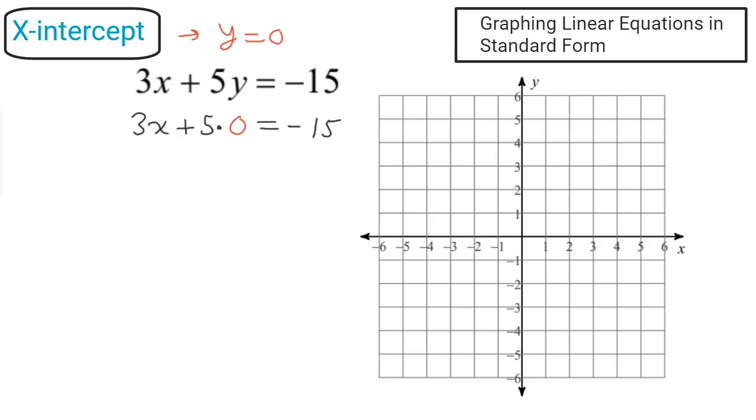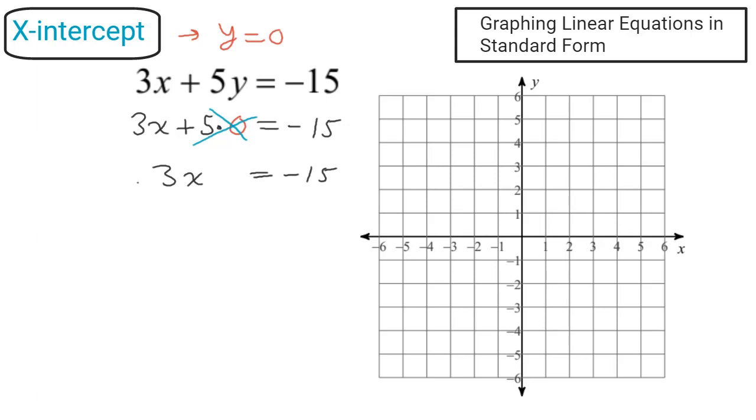Now remember that any number times 0 equals 0. So we can simply say that this will go away, and we can rewrite this equation as 3x equals negative 15. Now this is a one-step equation, and you could possibly guess that x should be negative 5, right? 3 times negative 5 would be equal to negative 15. But let's show our work.